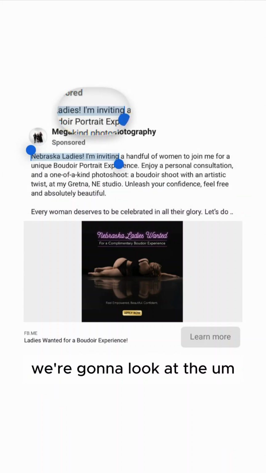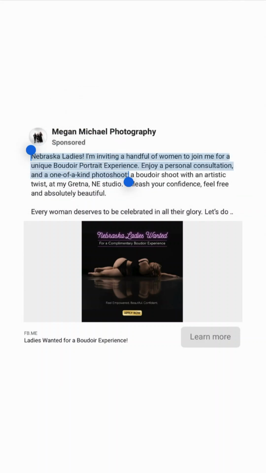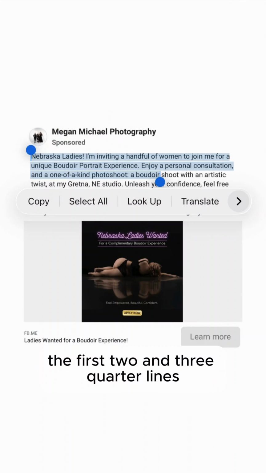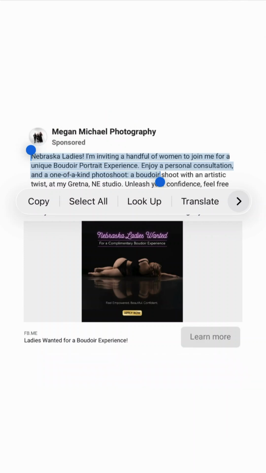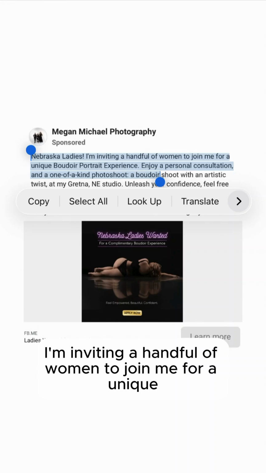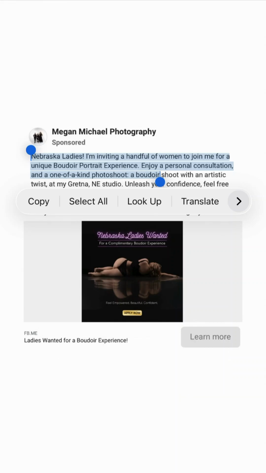Finally, we're going to look at the see more headline here. The first 2 3/4 lines in the Facebook mobile newsfeed. So we go, Nebraska ladies. Inviting a handful of women to join me for a unique boudoir portion during a personal consultation.